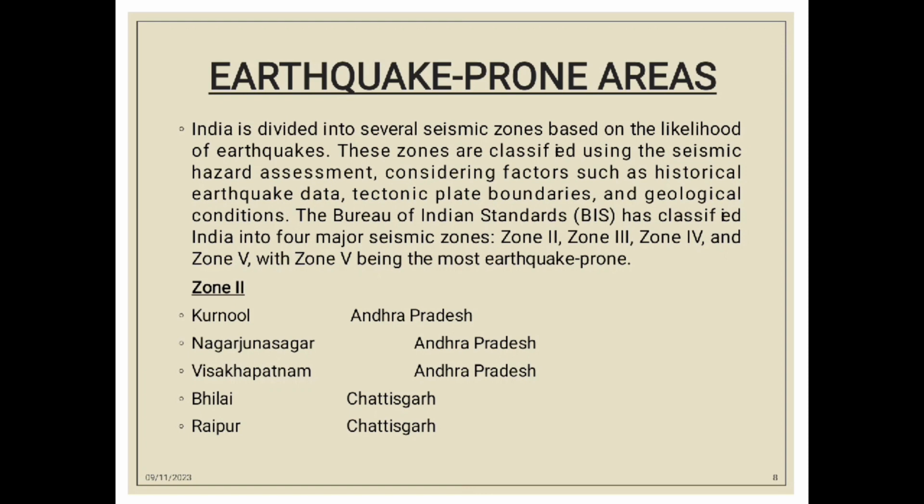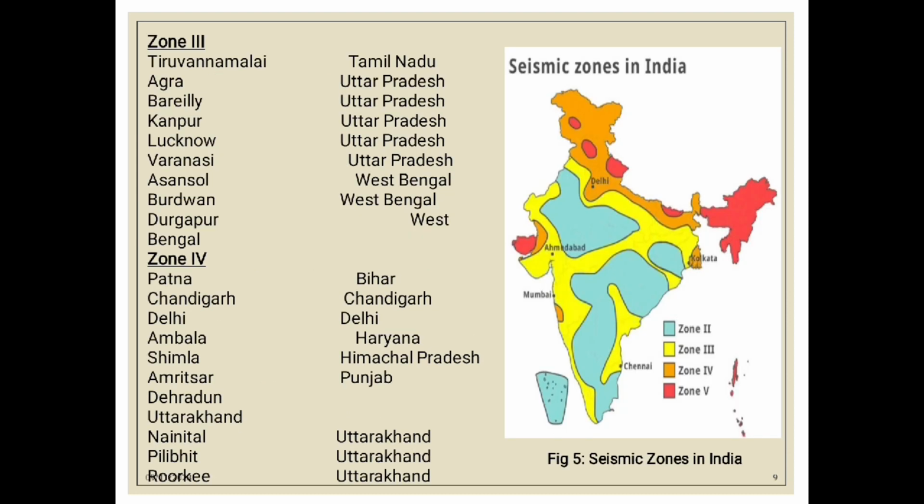In Zone 2, we have cities like Kurnool, Visakhapatnam, Nagarjuna Sagar, Bhilai, Raipur. In Zone 3, we have cities like Agra, Bareilly, Kanpur, Lucknow, Varanasi, Durgapur. In Zone 4, we have cities like Patna, Chandigarh, Delhi, Shimla, Amritsar, Dehradun, Nainital, Roorkee.